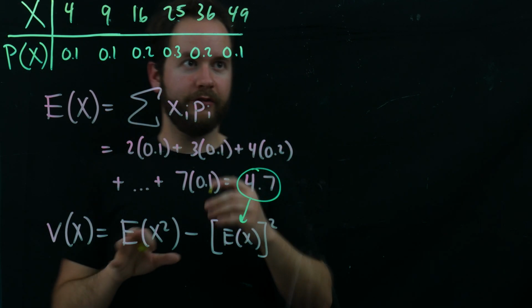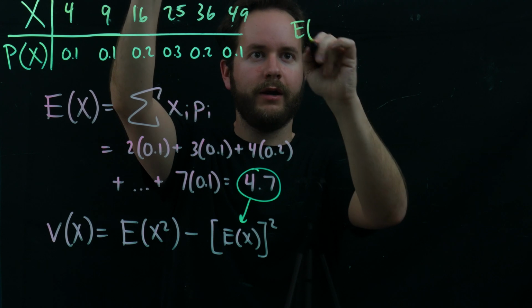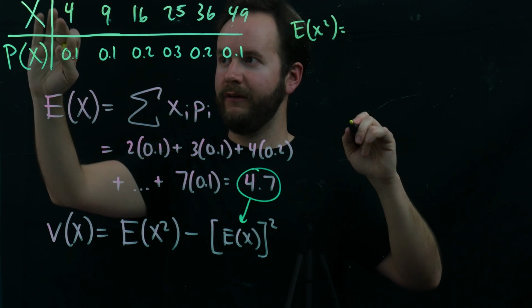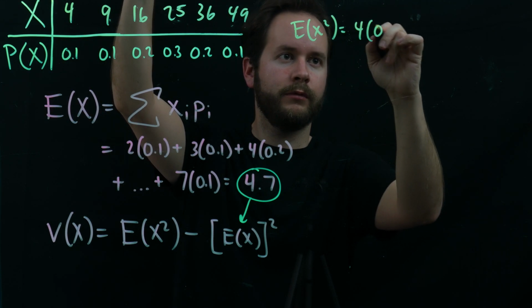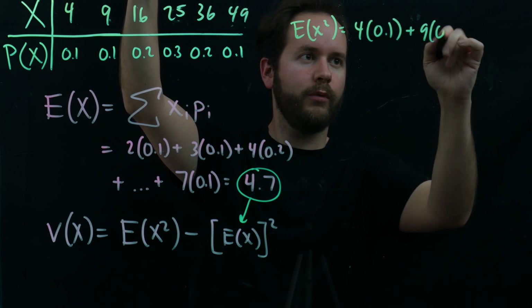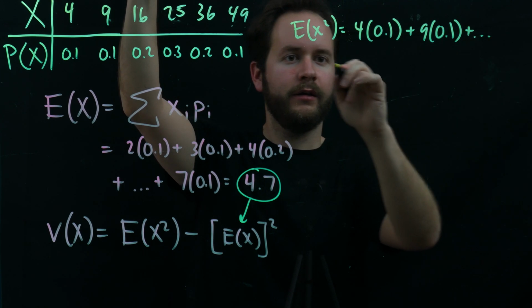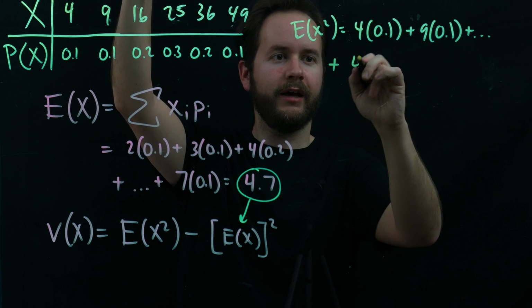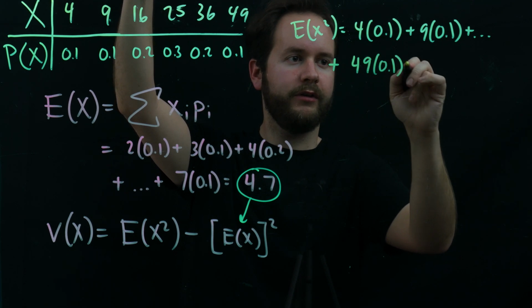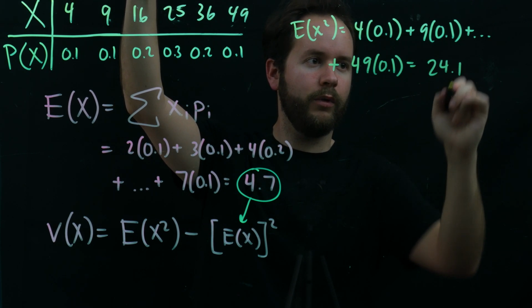When I do this, let's do this over here. E of X squared, I do the same thing. 4 times 0.1 plus 9 times 0.1 plus dot dot dot all the way down to 49 times 0.1. And when I do that, I get 24.1.